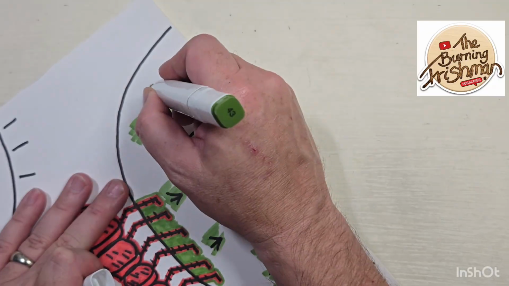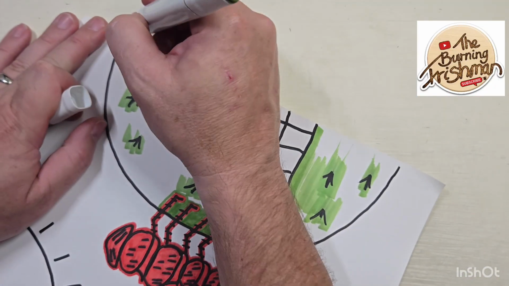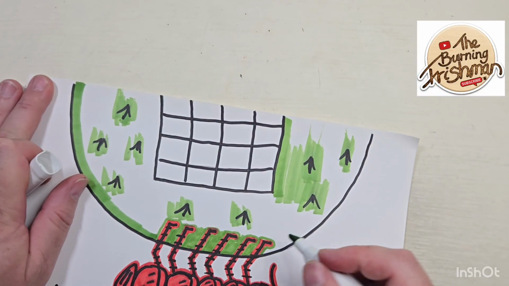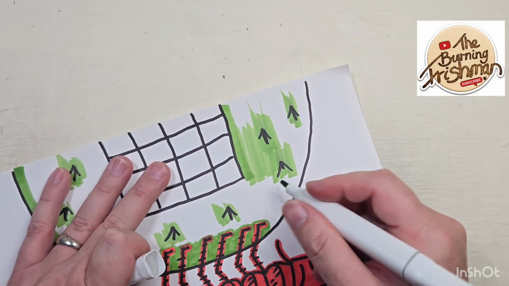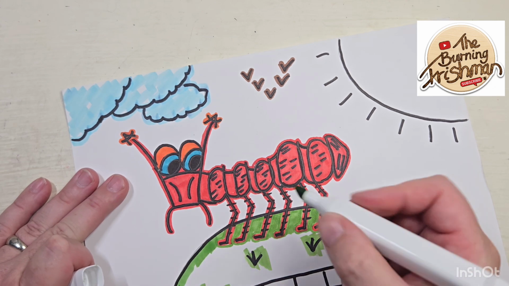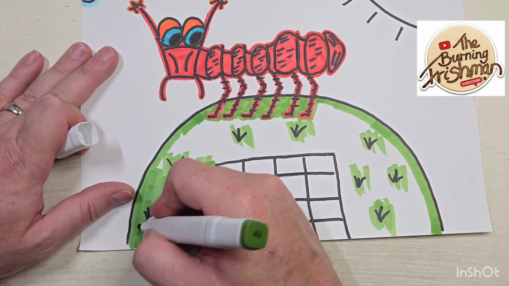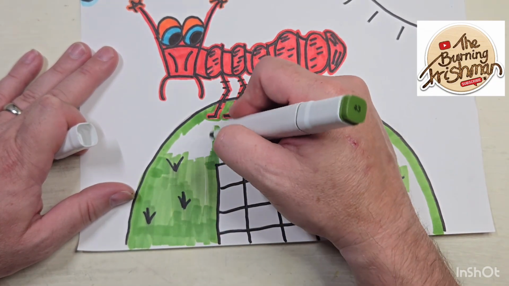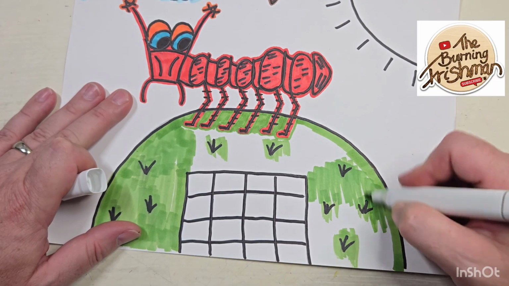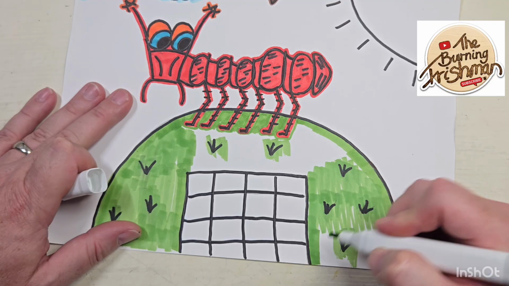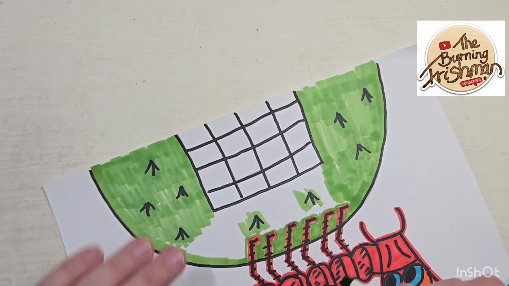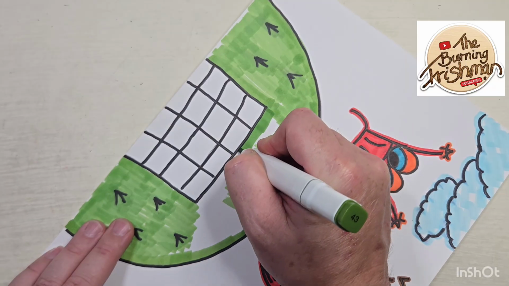Gonna highlight all my little overgrown little pieces of grass, and then I'm just gonna come around and do the top part here. Flip it back over. And just kind of playfully color it in here. Across the top of our quilt.